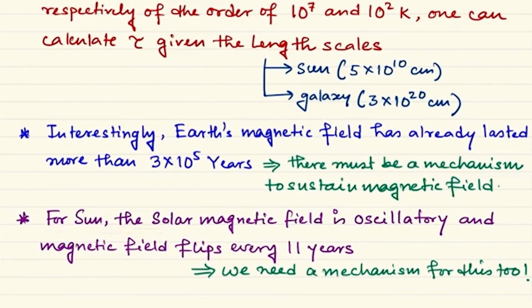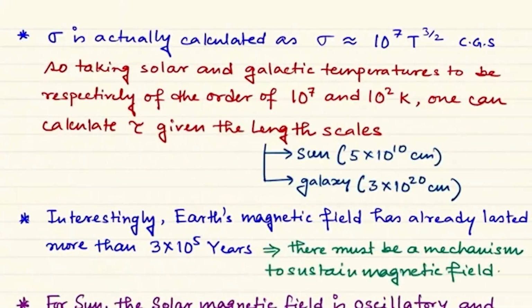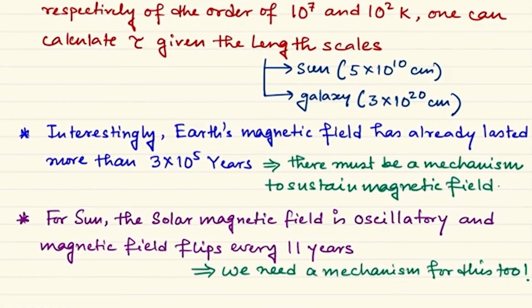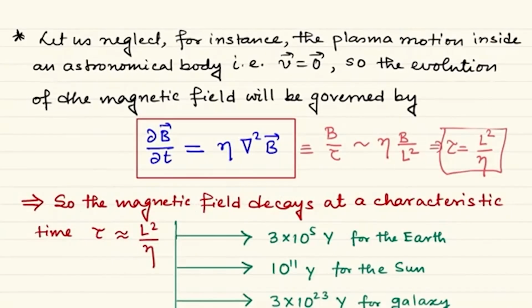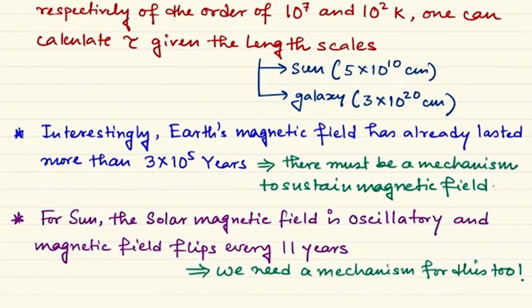Now for the sun, there is no problem with the decay time, because the sun's characteristic decay time is 10 to the power 11 years, and the sun's magnetic field is well within that. But the problem is that the sun's magnetic field is oscillatory, and it actually flips every 11 years, whereas its diffusive decay time is 10 to the power 11 years. So we also have to find some mechanism in order to explain the oscillatory nature of the solar magnetic field.